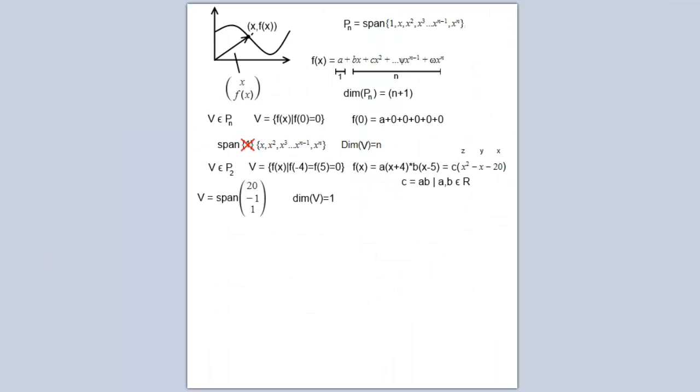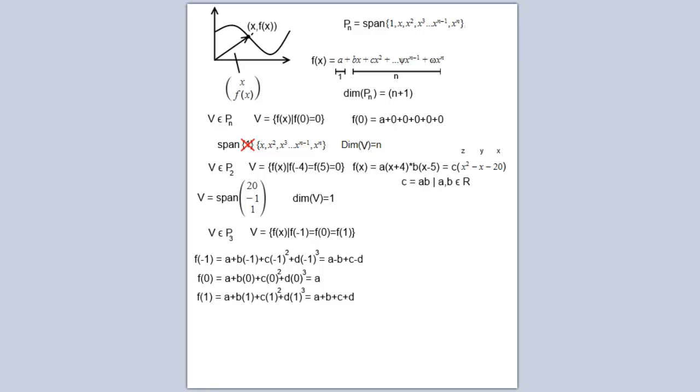To finish up with polynomial spaces, we'll look at when you have multiple values that are all equal, but not to a specific number. For example, we have V is a subspace of P3, such that f of -1 is equal to f of 0 is equal to f of 1. Here we're going to construct some general functions, general polynomials, that is. So for f of -1, we have this reducing to a minus b plus c minus d. For f of 0, we just have a. And for f of 1, we have a plus b plus c plus d. And now we want these all to be equal.